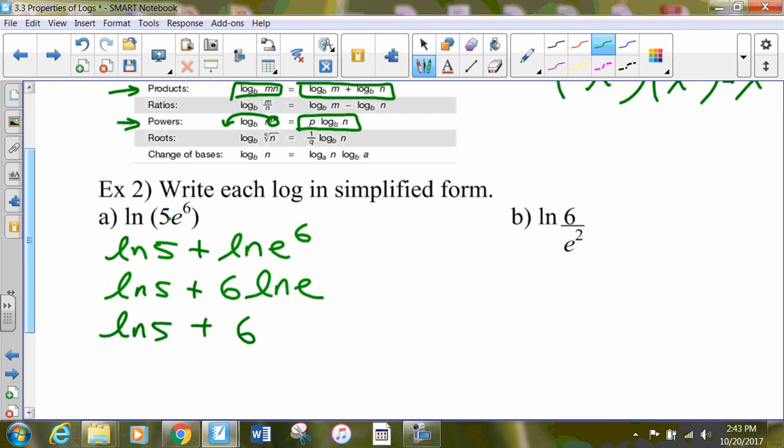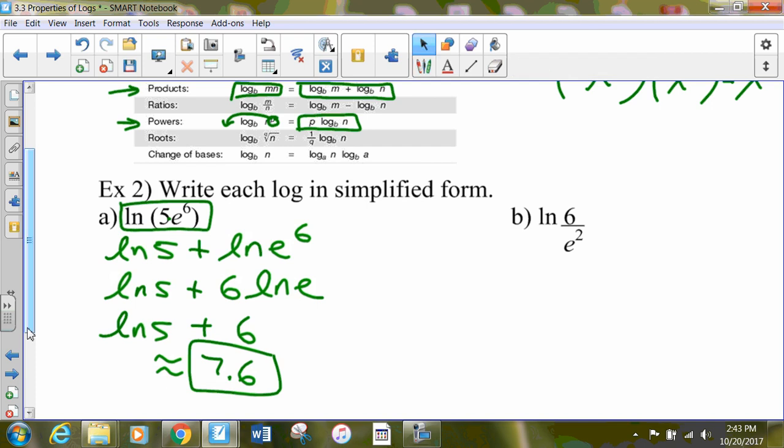And then you're going to put that in your calculator, natural log of 5 plus 6, and you're going to get approximately 7.6. The other thing that you might say to me, something that one of my second block students noticed. They're like, Ms. Overby, we could have just put this original problem in the calculator and got the same thing. True, very true. But the way we did it, we are practicing our properties. And you can even test that. Put that natural log of 5e to the 6th in your calculator and see if you do get the same answer.